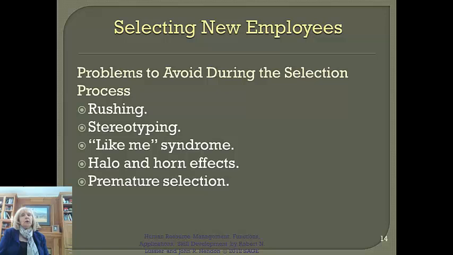The halo and horn effects are taking one thing that you see in an employee and having it overshadow everything else. So for instance, if an applicant comes in and they talk to you about their volunteer work and you just think it's so over the top and this really calls out to you that they are now the perfect candidate, and you don't listen carefully to anything else they say. Likewise, let's say you hate the color yellow and they come in dressed in yellow and so everything they say you discount. I know that sounds foolish, but those are some extreme examples, but we do this.